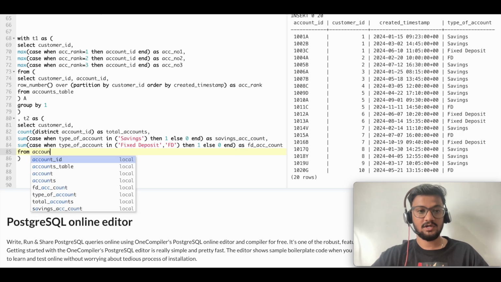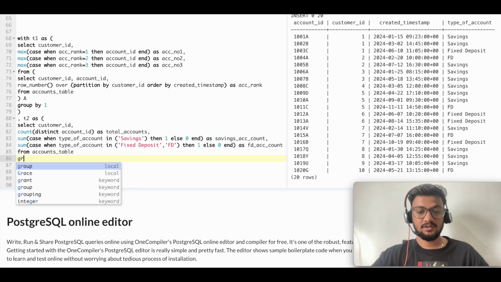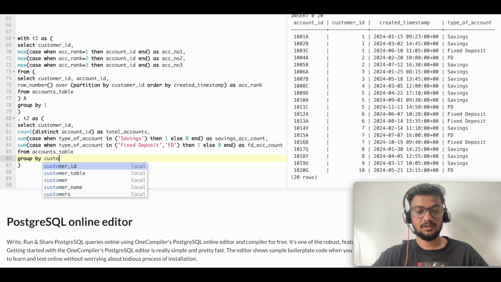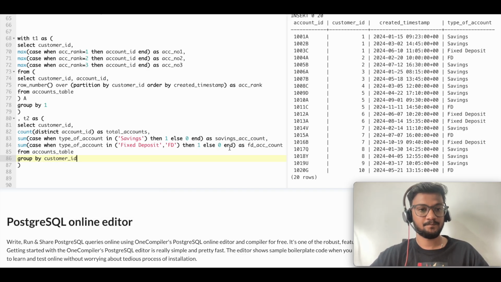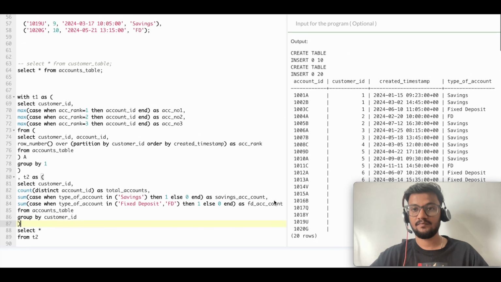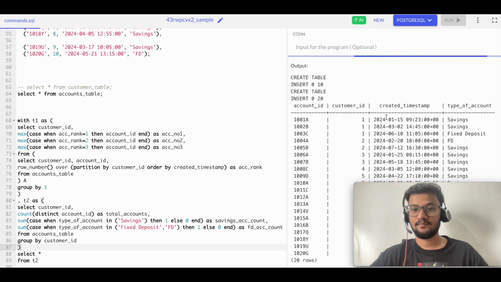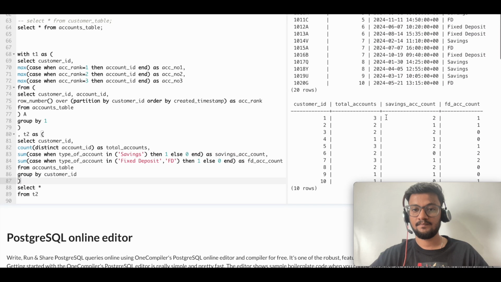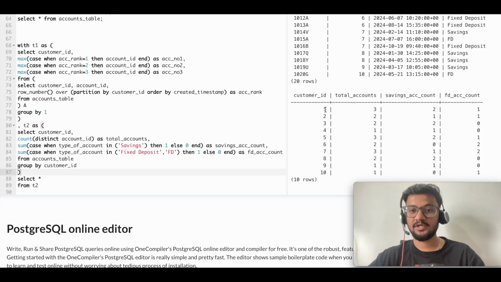From our accounts table, group it on the customer ID. Now let's see how our table T2 looks like. Yes, so we are getting at a customer ID level the total accounts number, the saving account out of those total, and the FD account, fixed deposit account, out of those number.